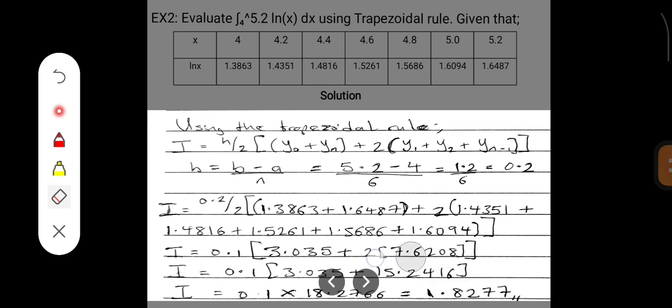When we multiply that by 2, we have 15.2416. We add that to 3.035, and that gives 18.2766. Now multiply by 0.1. Our final value for the integral gives us 1.8277 using the trapezoidal rule.